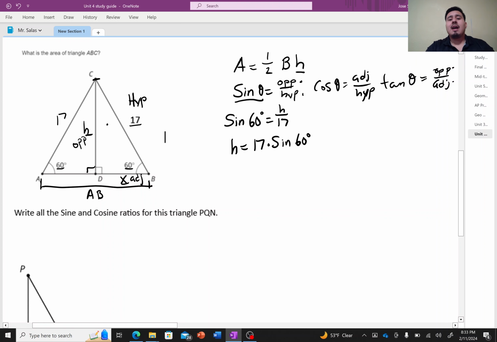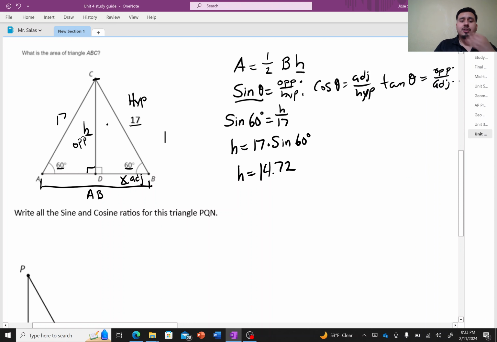Luckily for us, we have a handy dandy calculator on our phones. Sorry, Apple users, your calculator cannot handle sine, cosine, and tangent. So you should be using the calculator in class. So sine of 60 degrees, boom. I get that the height of the triangle H is equal to 14.72. We're rounding to 2 decimal places.